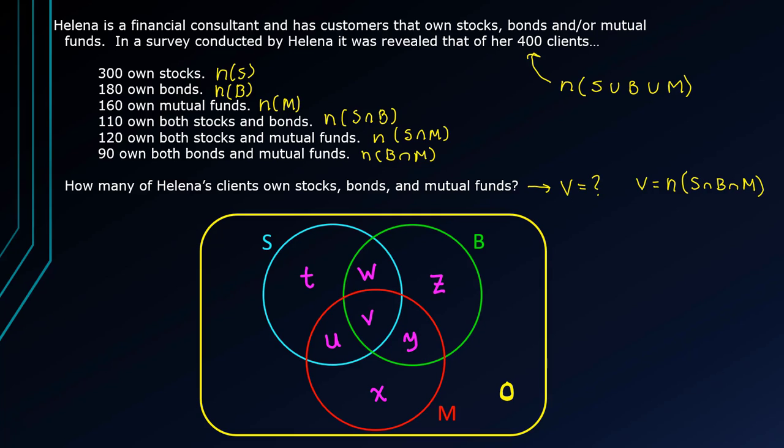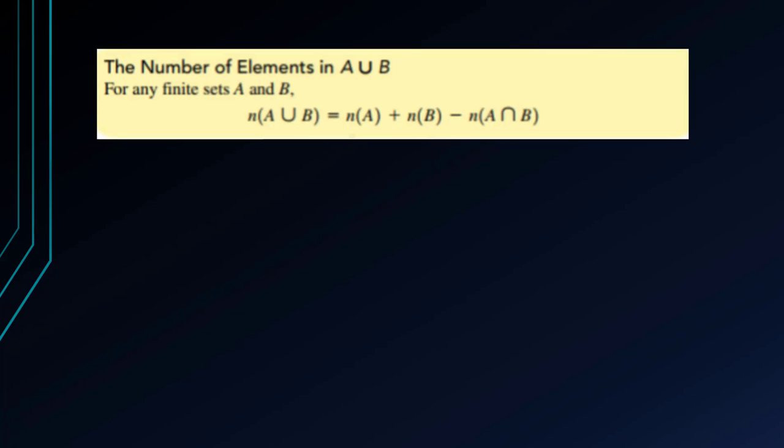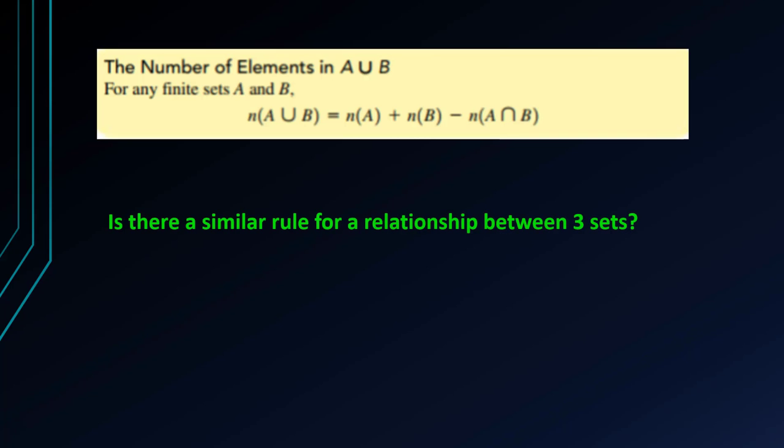So I'm going to use this, which is the kind of notation we've used. And up to this point, we've had a formula for the number of elements in a union, but that was a union of two sets. If I'm looking for the number in the union of A and B, then I would do the number in set A plus the number in set B minus the number that are in both sets. We talked about that before, and that's because that region is counted twice when I just add N of A and N of B. Is there a similar rule for the relationship between three sets?